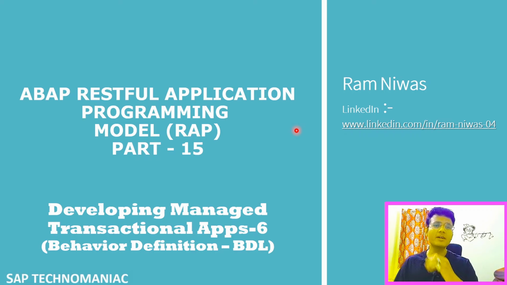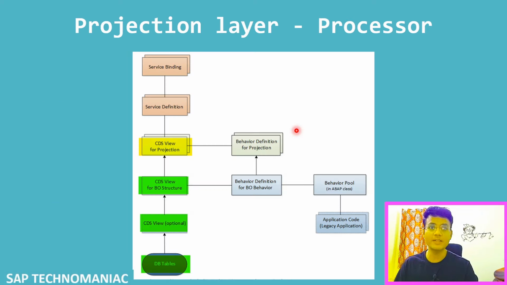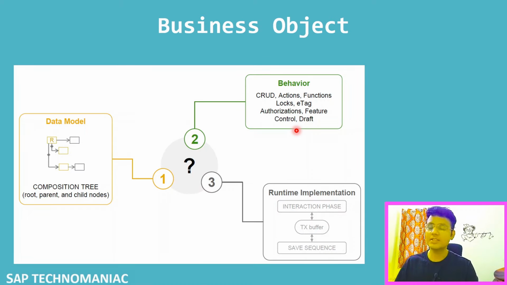Just revise our initial concept of the business object. When I told you what is business object, then I told you that we will come to this slide later. I told you that business object contains one data model, behavior and runtime implementation. Till now, we just developed the data model where we define the root node, the child nodes and the leaf node. These nodes we have defined, but for our business object we still didn't define any behavior and runtime implementation.